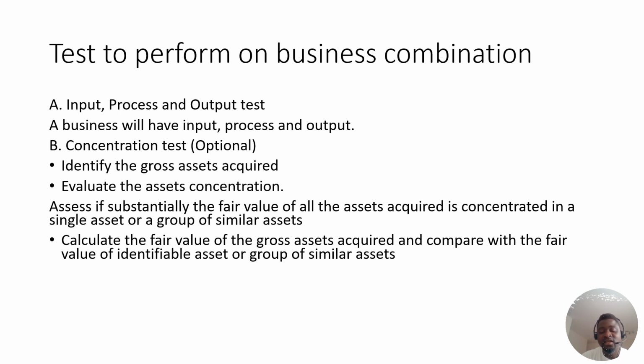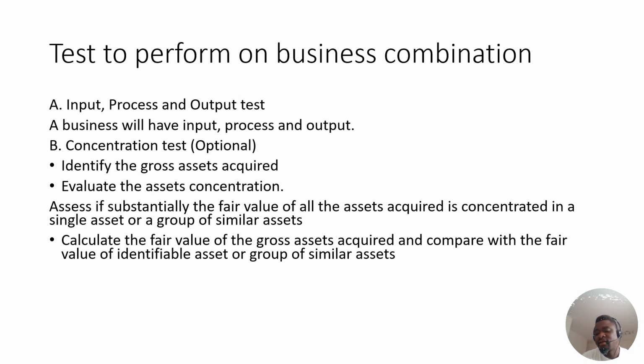So we assess if substantially all the fair value of the assets acquired is concentrated in a single asset or a group of similar assets. What we are saying here is that we acquire, say, property, plant, and equipment from an organization. When you look at the fair value of this acquired asset, is it a single set of assets?